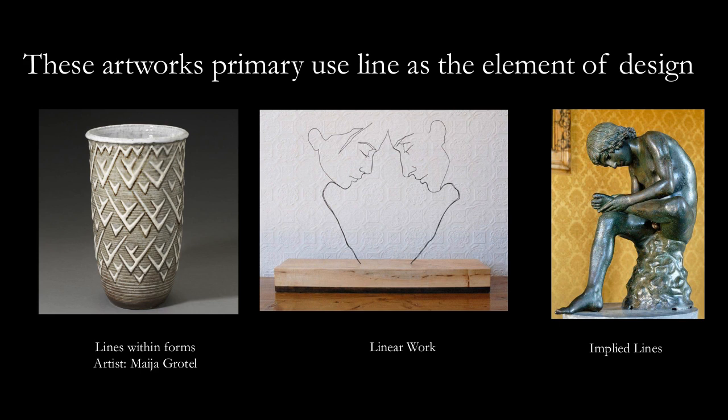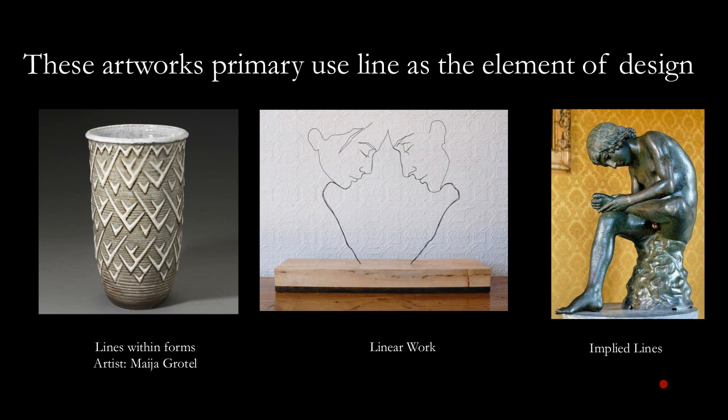So let's take a look at this one, lines within forms. If we take a look at this artwork, we can see multiple different lines. Okay, so we see these ridged lines, we see these lines, even this line. So there's a lot of lines, and they're all within this sort of ceramic vase. If we take a look at this piece, this is a linear line. If we look at this linear work, this is just made with wire, and you can just follow along with it. So this really becomes a very, very linear work.